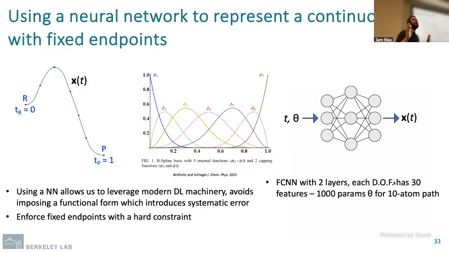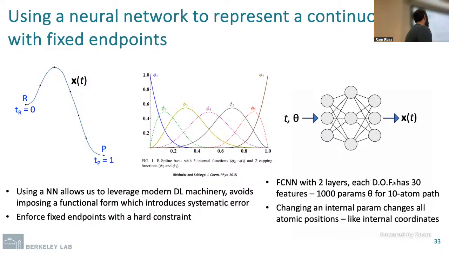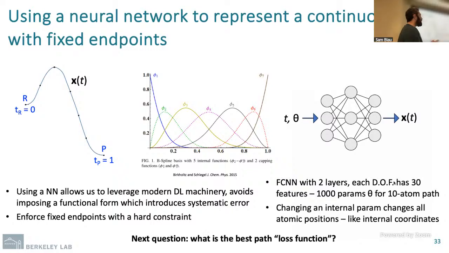This is not a massive neural network, right? For a 10 atom path, you're dealing with about 1,000 learnable parameters. Not crazy. The other thing here is that when you have a fully connected neural network, changing an internal parameter changes all positions being output. This is kind of like internal coordinates that are so essential to molecular geometry optimization. So we've got a representation.